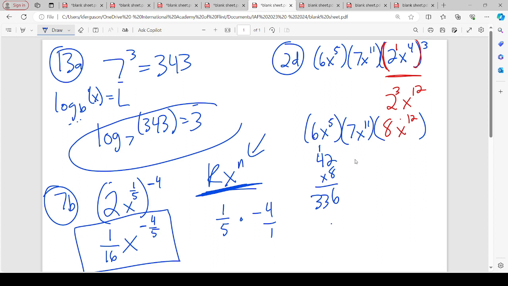And then I'm going to deal with the x's. I got x to the 5th times x to the 11th times x to the 12th. What do I do when I've got the same base and I've got exponents? I add the exponents. So what's that? 23, 28. So x to the 28th power. And that's my answer. I'm expecting you to be able to take 2 to the third power and know that it's 8. I'm also expecting you to be able to multiply 6 times 7 times 8.